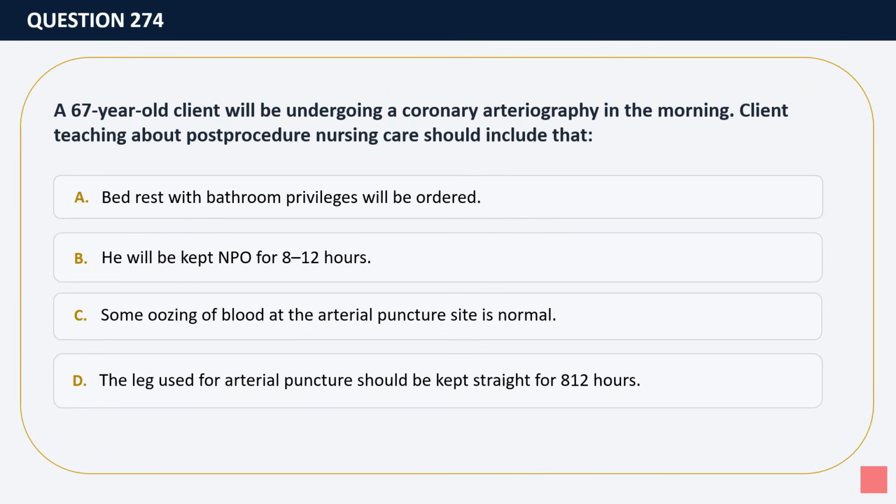Question 274. A 67-year-old client will be undergoing a coronary arteriography in the morning. Client teaching about post-procedure nursing care should include that A. Bed rest with bathroom privileges will be ordered. B. He will be kept NPO for 8 to 12 hours. C. Some oozing of blood at the arterial puncture site is normal. D. The leg used for arterial puncture should be kept straight for 8 to 12 hours.